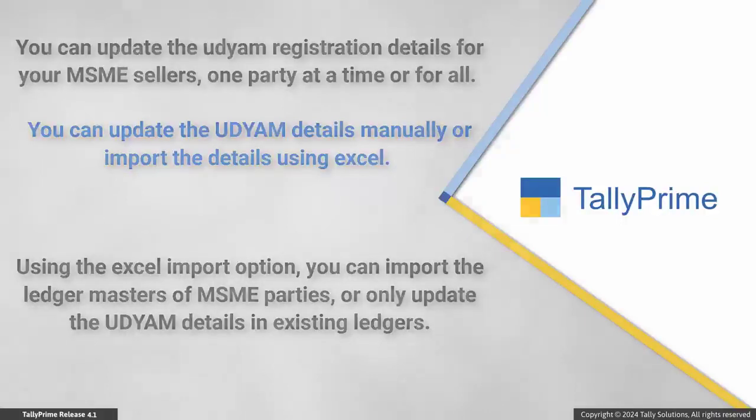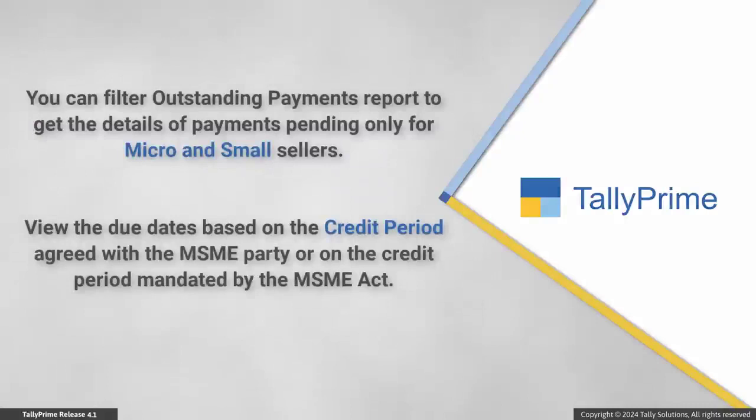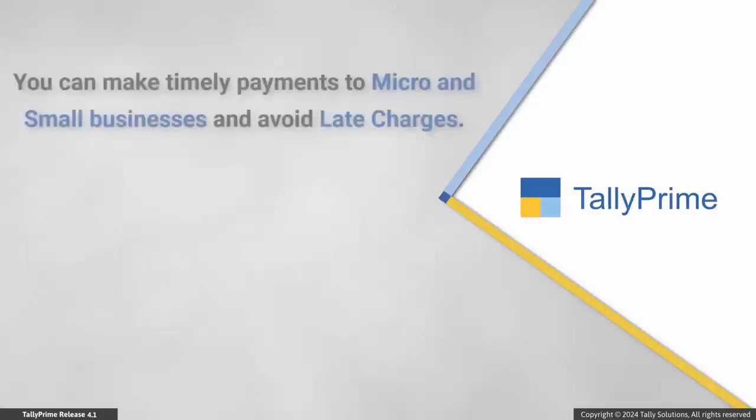in existing ledgers. You can filter outstanding payments report to get the details of payments pending only for micro and small sellers. View the due dates based on the credit period agreed with the MSME party or on the credit period mandated by the MSME Act. Using these features, you can make timely payments to micro and small businesses and avoid late charges.